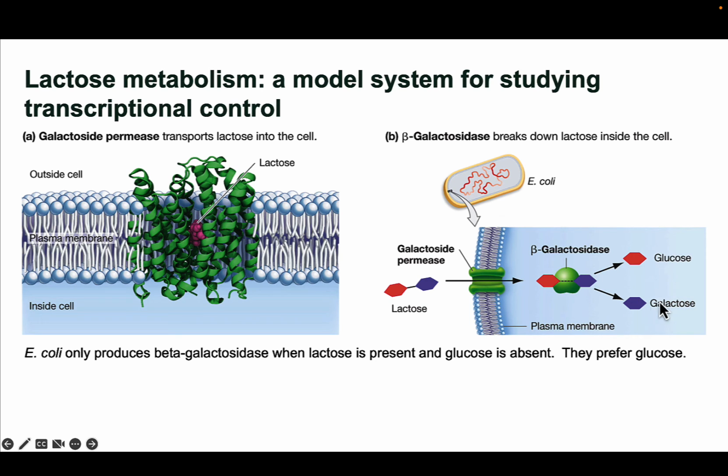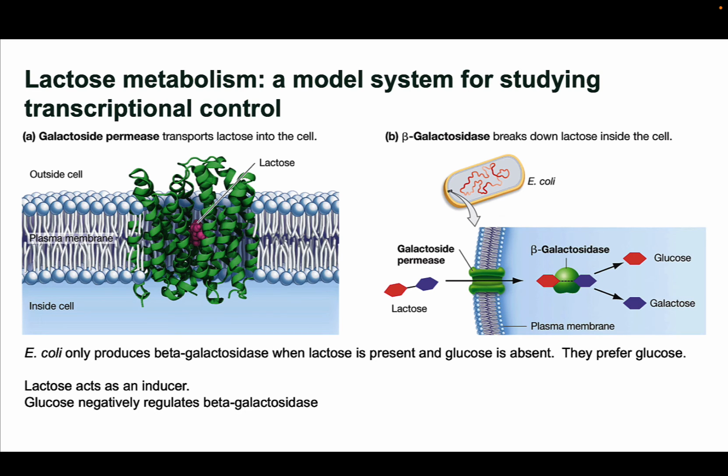galactose, and then the galactose can also be converted into glucose and metabolized. This requires more energy than just taking in glucose. That's why E. coli prefer to take in glucose. And so it's not advantageous for them to use this pathway when glucose is around. But if glucose isn't around and all they have is lactose, then this is a great pathway and they want lots of beta-galactosidase.